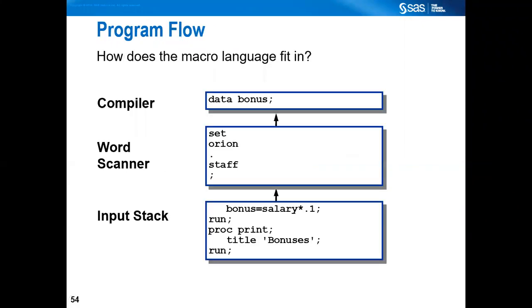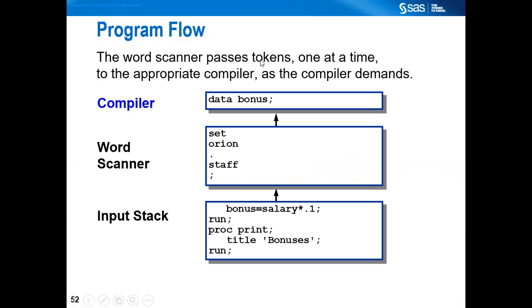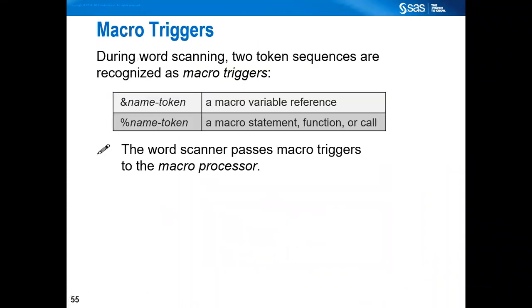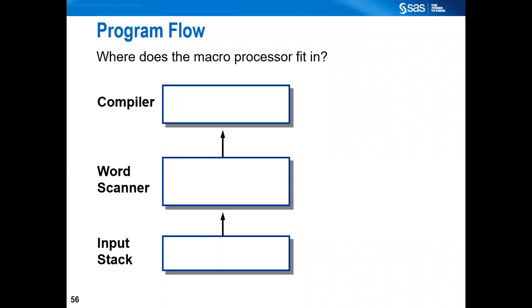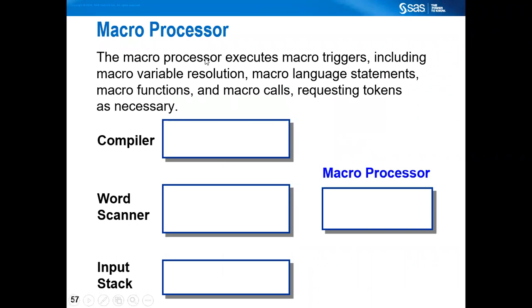As I said earlier, the word scanner passes tokens one at a time to the appropriate compiler, as the compiler demands. When it says appropriate compiler, it's telling you that a simple base SAS code goes to your normal compiler. But when your program contains a macro trigger, during word scanning, it is not processed in your normal compiler. It goes to the area in memory termed the macro processor. Your macro processor executes macro triggers, including macro variable resolution, macro language statements, macro functions, and macro calls, requesting tokens as necessary.